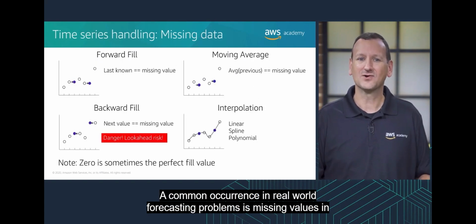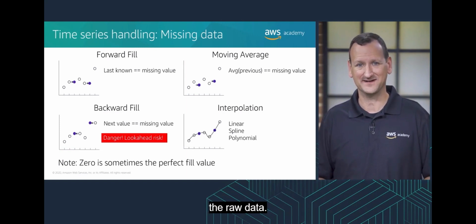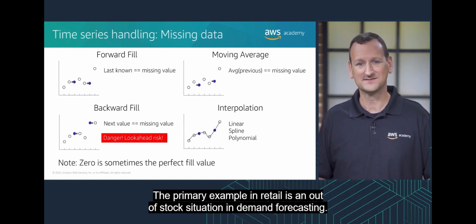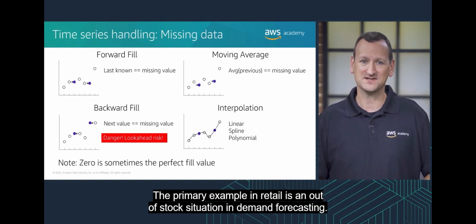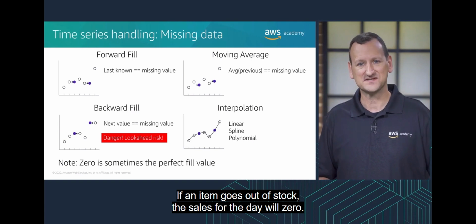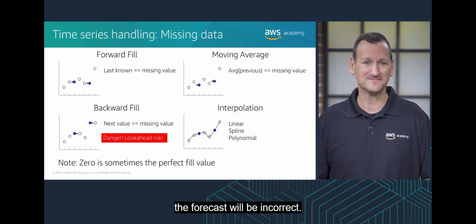A common occurrence in real-world forecasting problems is missing values in the raw data. Missing values make it harder for a model to generate a forecast. The primary example in retail is an out-of-stock situation in demand forecasting. If an item goes out of stock, the sales for the day will be zero. If the forecast is generated based on those zero sales values, the forecast will be incorrect.